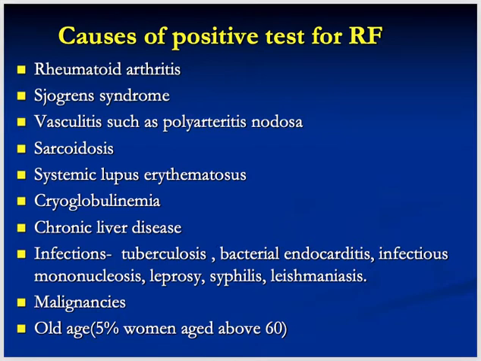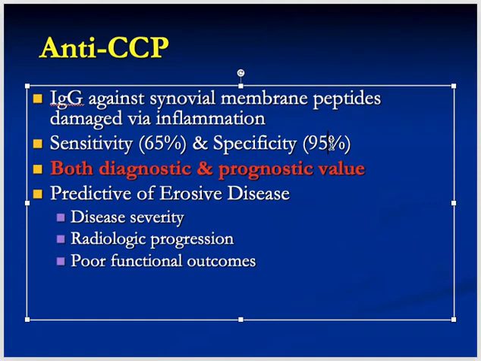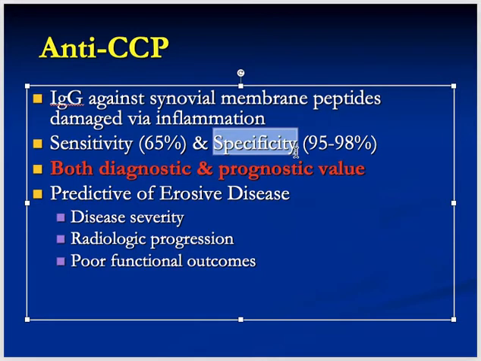Then we need a more specific antibody, and that is anti-CCP. It has a specificity of 95 to 98%, and it has both diagnostic and prognostic value. It is highly specific for rheumatoid arthritis.